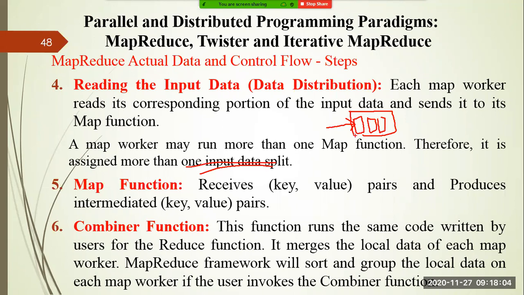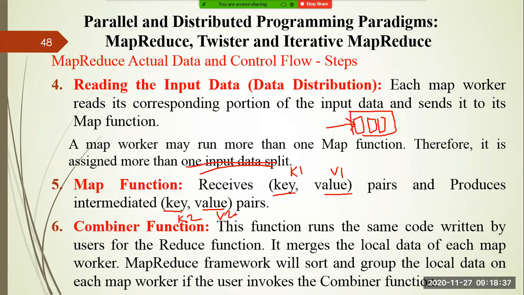Okay. The fifth one is called your map function. You know that in the map function you are maintaining key value pairs, right? And it produces intermediate key value pairs. If you take this as K1 V1, the intermediate state is K2 V2. The third step we have seen is the combiner function. What the combiner function is doing is running the same code written by the users for the reduce function.